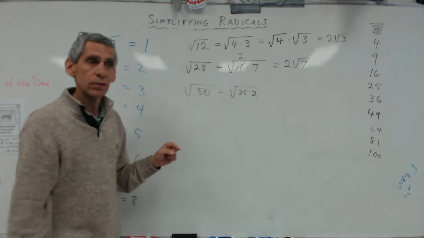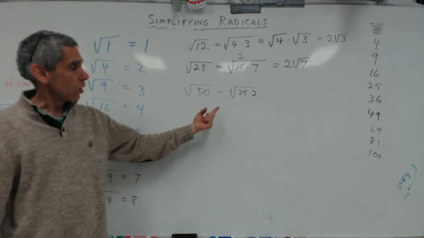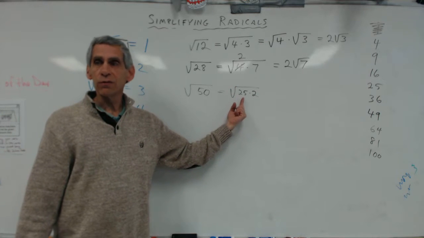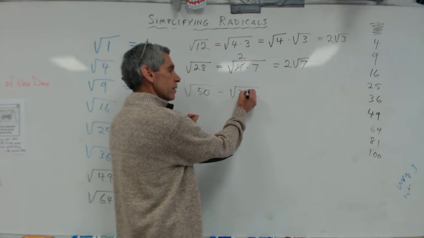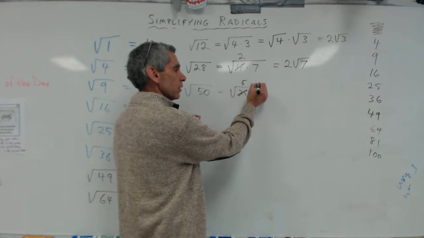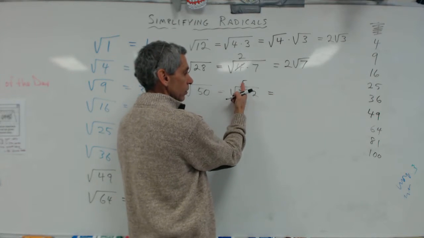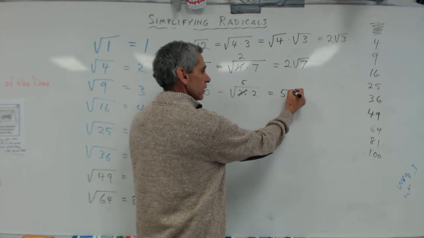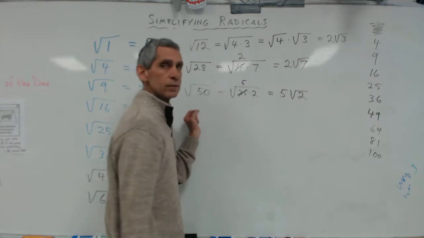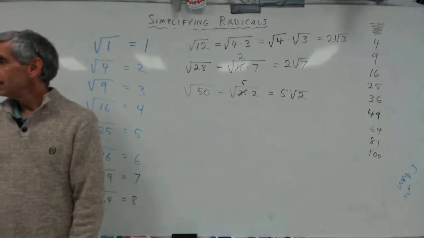Times 2, times twice, right? So what is the square root of 25? 5. So I'm going to cross out my 25 and put a 5 up here. And so my final answer, I just bring the 5 down, is 5 square root of 2. Piece of cake, right? Piece of cake.